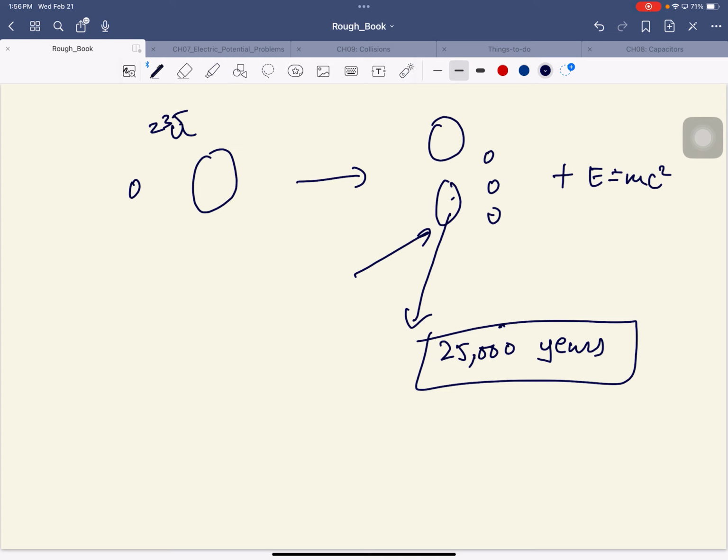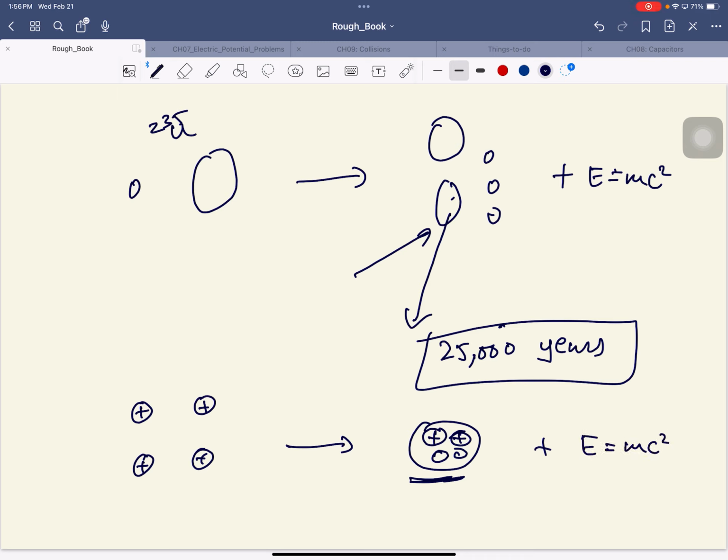So if you take 4 hydrogen nuclei and combine them, now this guy weighs less, and you get energy. And there's no radioactive debris. This is clean energy, no carbon dioxide emission and no radioactive waste. What is the problem here?